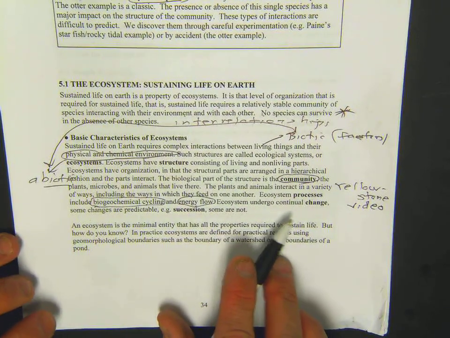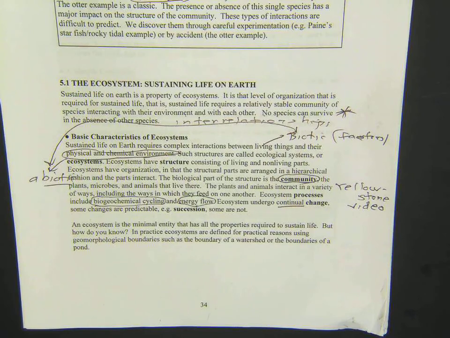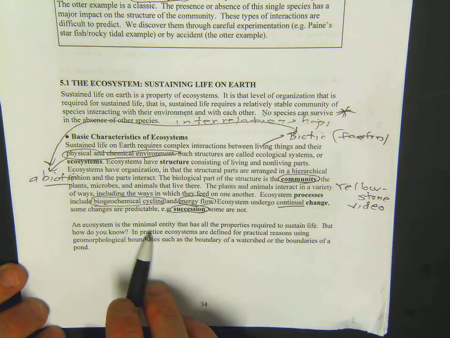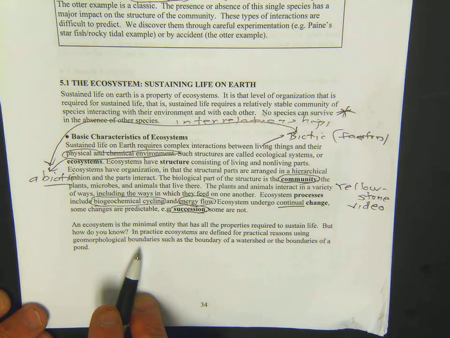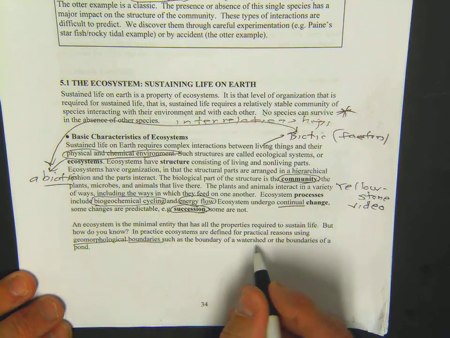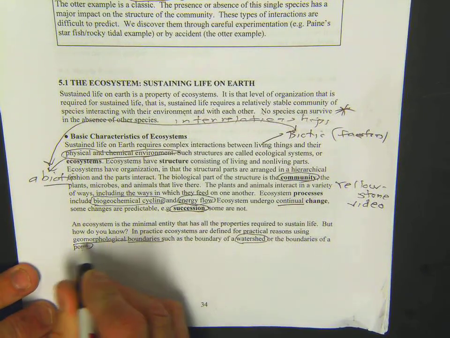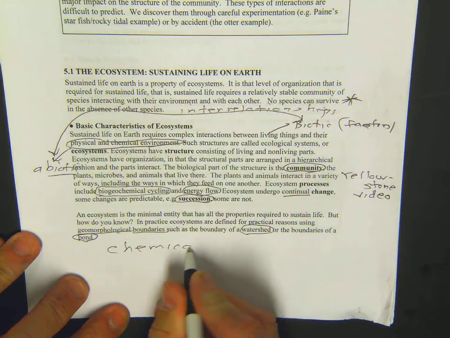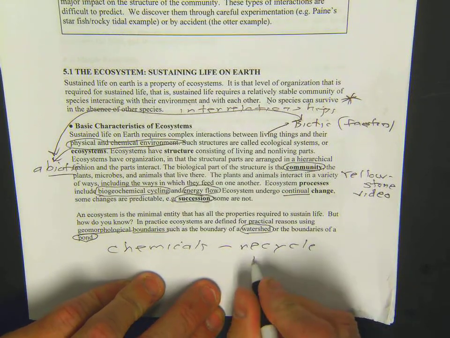And ecosystems also undergo continual change. Continual is the operative word there. Some changes are predictable, like succession; some are not. So succession can be predicted. All right. So an ecosystem is the minimal entity that has all the properties required to sustain life. We're going to learn about things like the geomorphological boundaries. We'll learn about a term called the watershed, which is basically like a drainage area, and boundaries of a pond. All right. One thing I want to put here is that chemicals will recycle in an ecosystem.